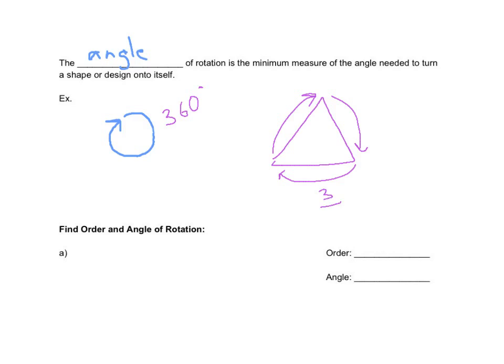The angle is then the minimum measure of the angle needed to return a shape. So the minimum would be once along this path, or basically a third of the entire circle around. If we took a third of 360 degrees, that's 360 divided by 3, that's 120 degrees. So the angle of rotation for this triangle would be 120 degrees. I hope that is clear.